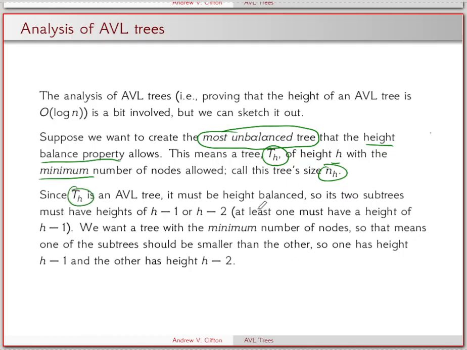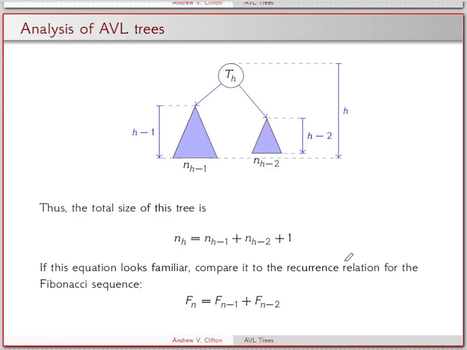So we know that T_h is an AVL tree, which means that it has to be height balanced, right? So the heights of its subtrees have to be h-1 or h-2. At least one of them has to have a height of h-1, because again, we're trying to make the minimum number of nodes. So one of them should be smaller than the other. One is h-1 and the other is h-2, right? I have two subtrees and one of them is slightly smaller than the other. So we have something like this: I have my two subtrees, h-1 and h-2, and then this is a +1 that gives me a total height of h.